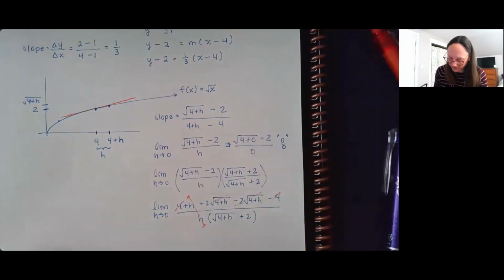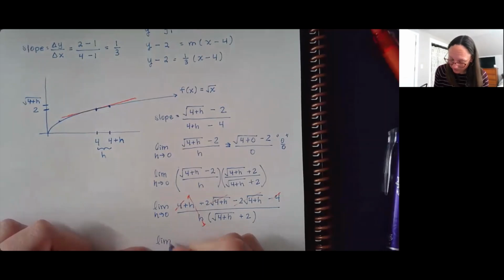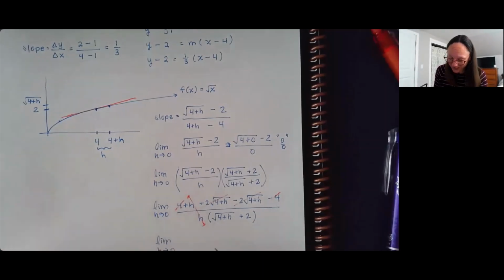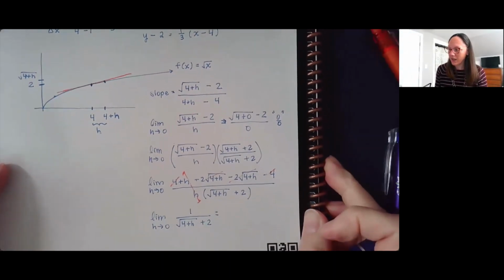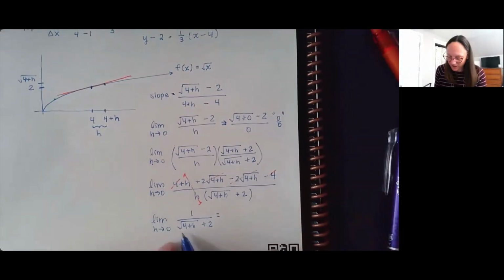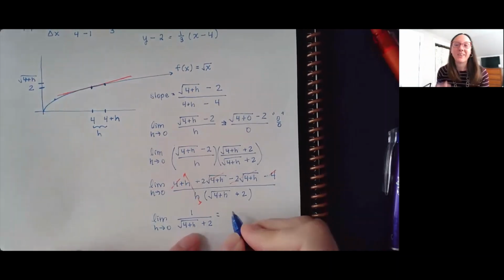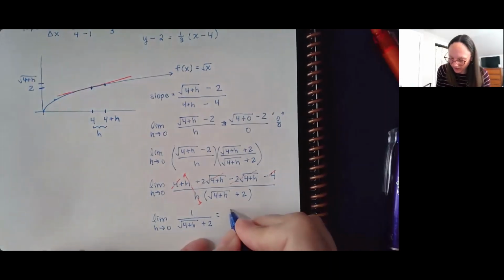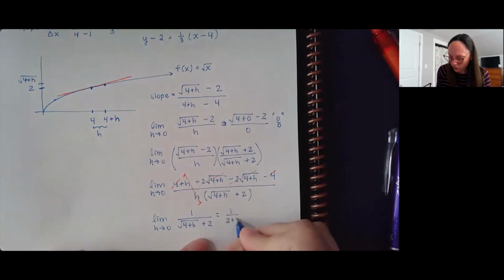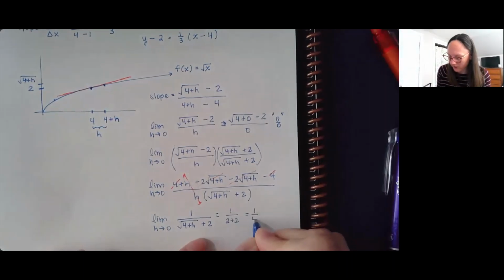So now, after all of that, I still haven't taken the limit, but I'm about to. On the numerator, I've got a 1, and in the denominator, I've got the square root of 4 plus h plus 2. And if I plug in the 0 for h at this point, nothing bad happens. 4 plus 0 is 4, square root of 4 is 2, and I am looking at 1 over 2 plus 2, or 1/4.